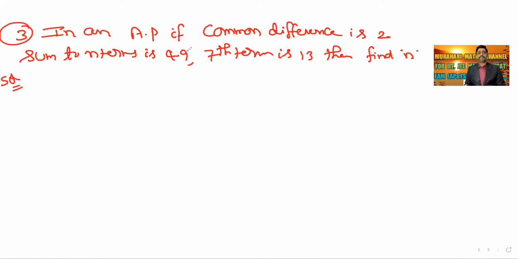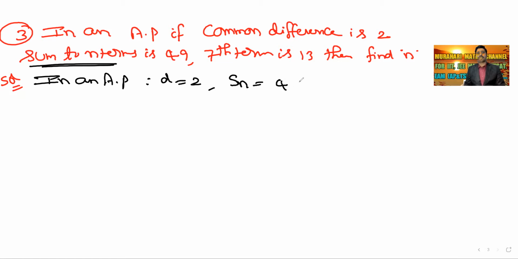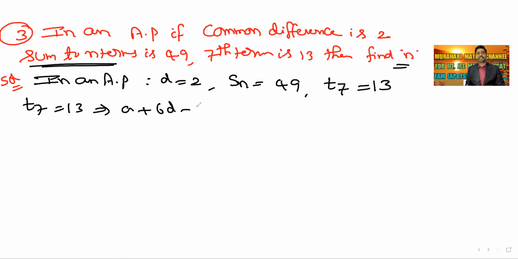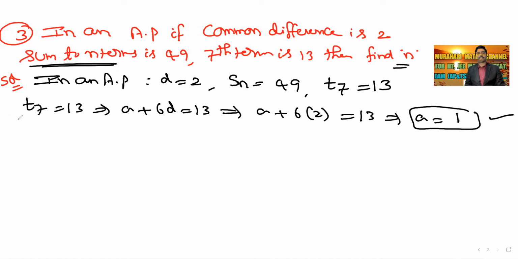In an AP, the common difference D is given as 2. The sum of n terms Sn is equal to 49, given. The seventh term T7 is equal to 13, given. Then we have to find the n value. So T7 formula: A plus 6D is equal to 13. A plus 6 into D value 2 equals 13. A is equal to 13 minus 12, which is 1. So the first term we have got is 1.